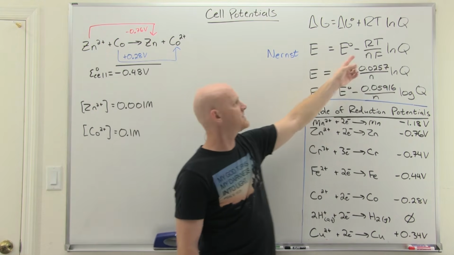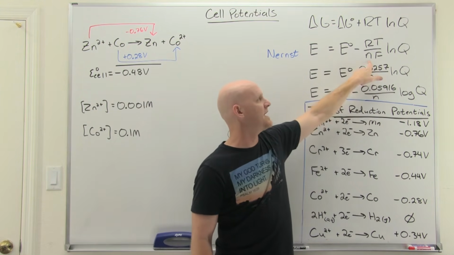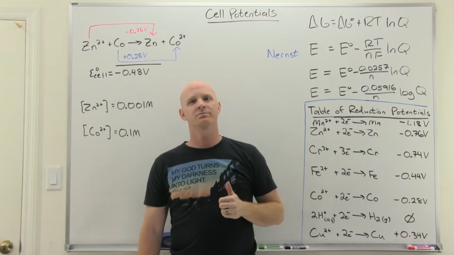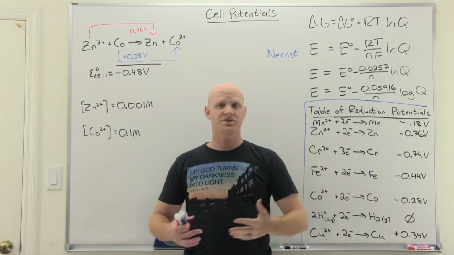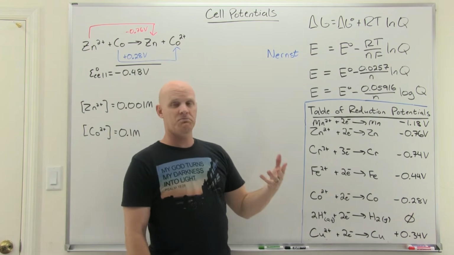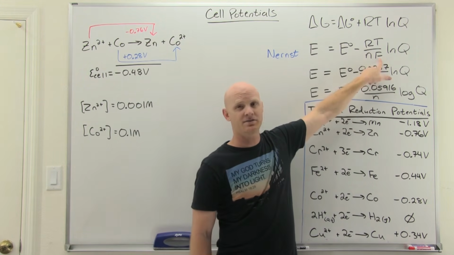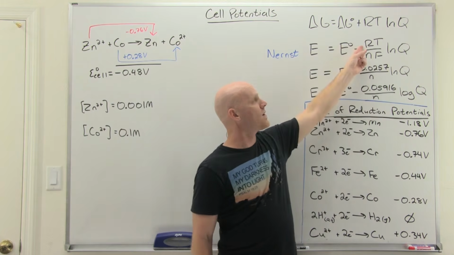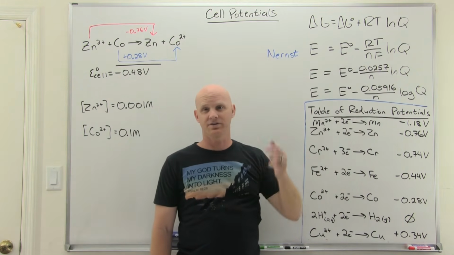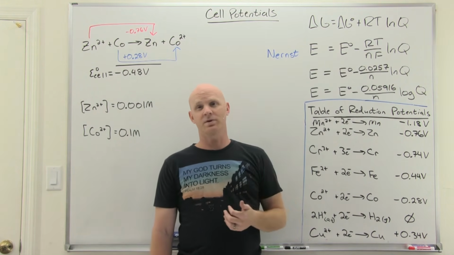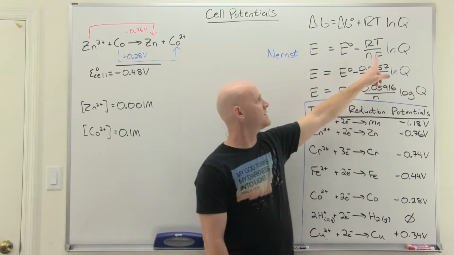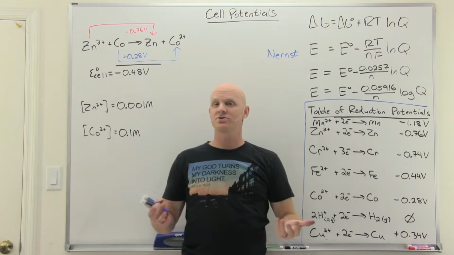If you look, you've got this RT over NF. Now, N is the number of moles of electrons being transferred, either in your half reaction or your whole reaction. We'll figure that out pretty quickly. But R, T, and F: F is Faraday's constant, 96,500. R is the universal gas constant, and in this context we'd use 8.314 joules per mole Kelvin. And T is just your temperature in Kelvin.